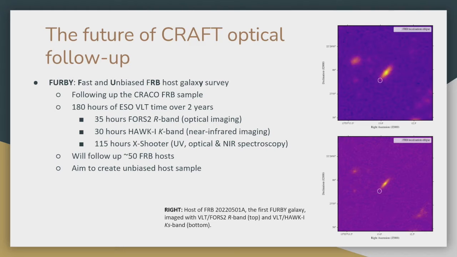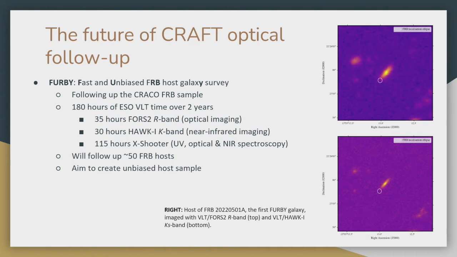So Keith Bannister has already talked to you about CRACKER, which is the CRAFT Coherent upgrade, and with which we're expecting to localize about 1 FRB per day to its host galaxy, which is a lot of host galaxies. And to try and keep up with that, we currently have an ESO large program in place at the VLT with the name FURBY, with which we aim to create an unbiased sample of 50 FRB host galaxies with imaging and spectroscopy as well. And you can see some of our early efforts here on the right. Let's test this out. Yep, wonderful.